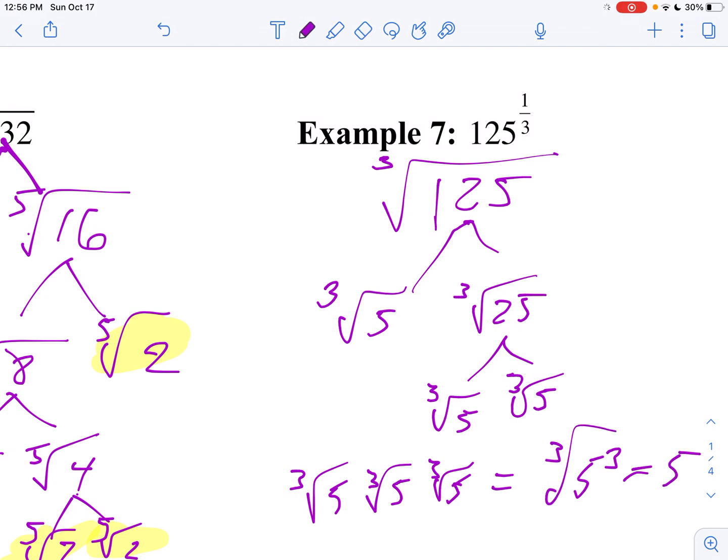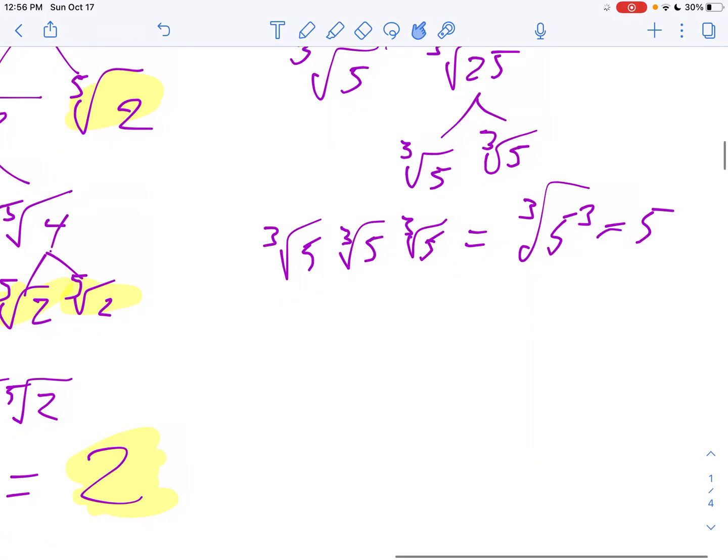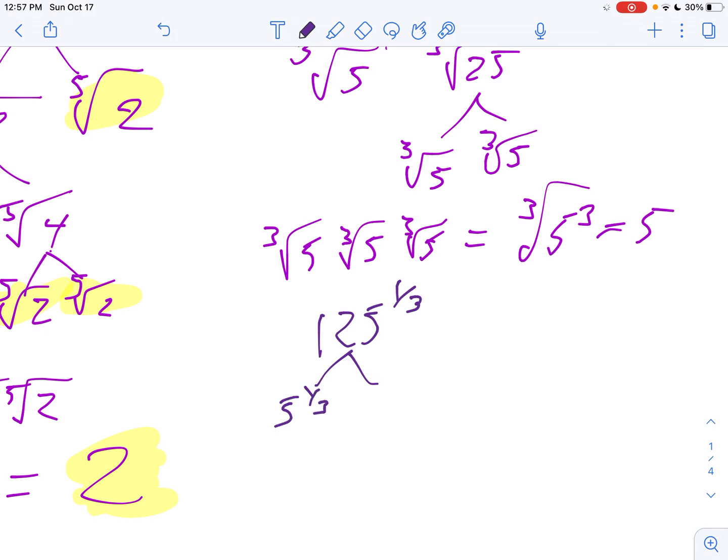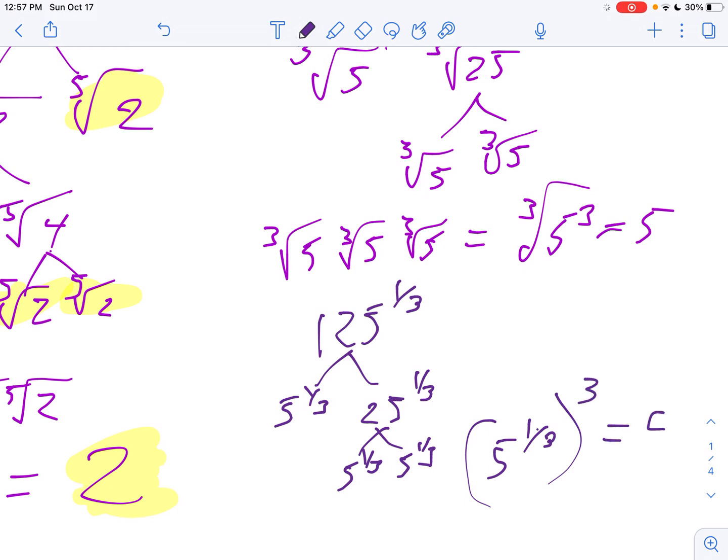And you get 5. Now, could I have done this without my radicals? Sure, I could have. What I could have done here, just to show you, it's the same thing. If I take 125 to the 1/3 power, I'll still make my factor tree. I will say 5 to the 1/3 times 25 to the 1/3. And then 25 to the 1/3 is 5 to the 1/3 times 5 to the 1/3. So I've got 5 to the 1/3, I'm doing that 3 times. Power of a power, we multiply the exponents, you get 5 to the 1st. No matter how you do it, you get 5 for an answer on this problem.